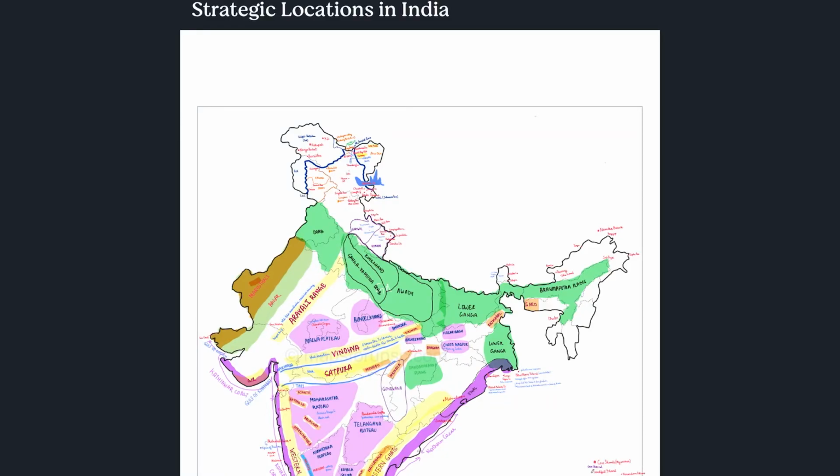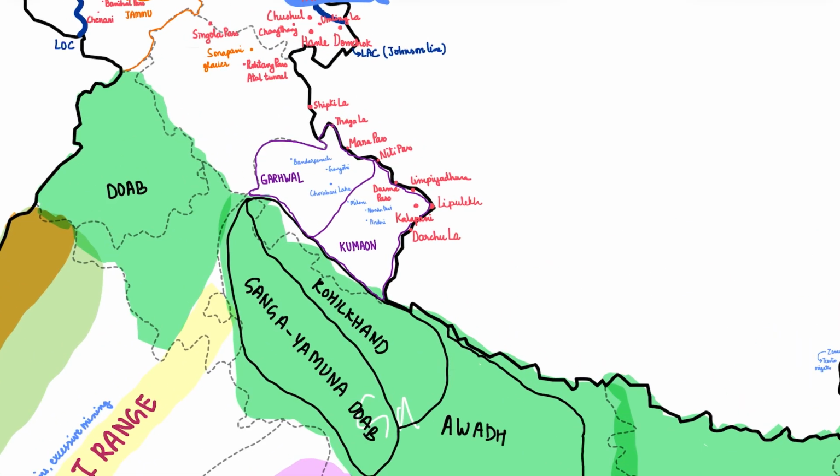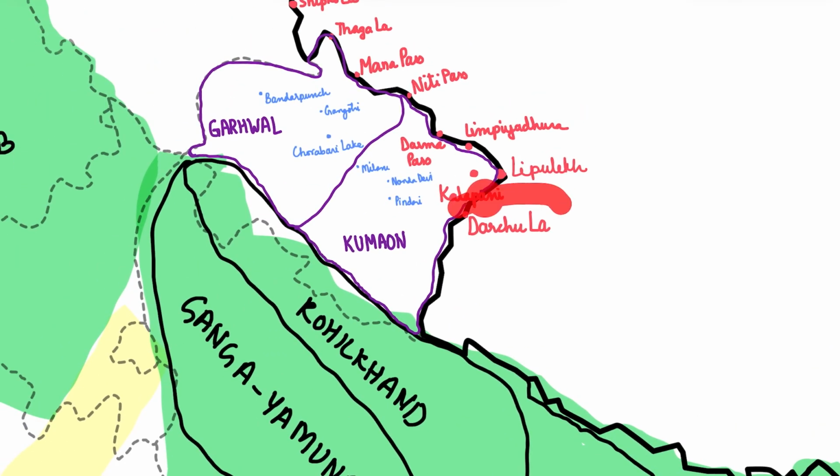So hello and welcome back to my channel, and let's continue this video of the physical features of India, where in the previous video we talked about the state of Uttarakhand and we reached till the Darchula. So here we have the Darchula Pass.